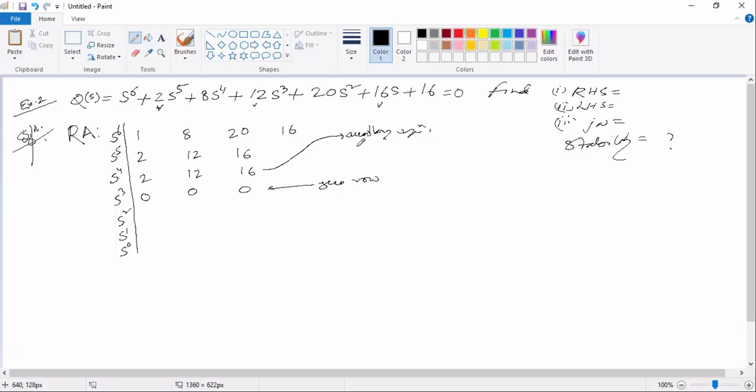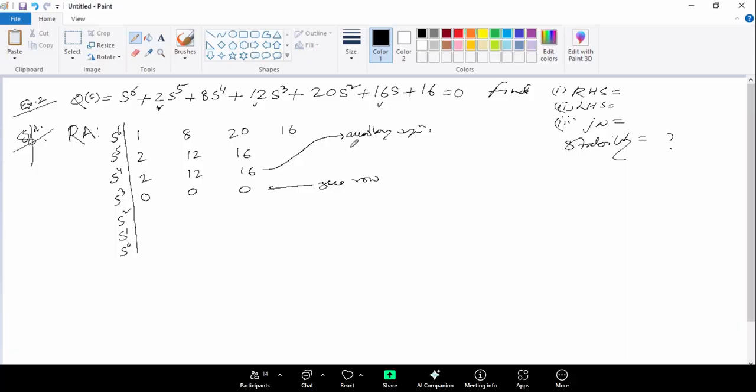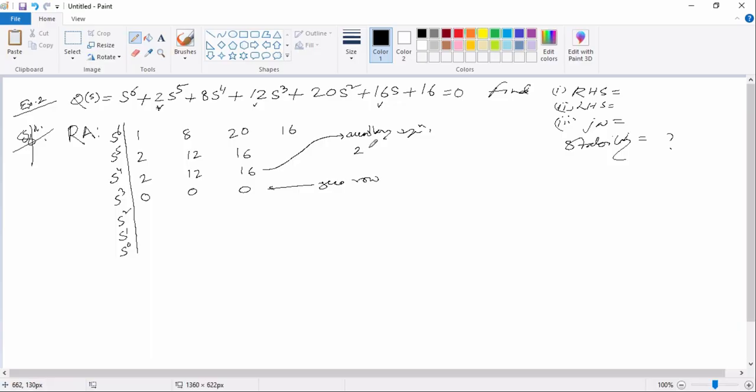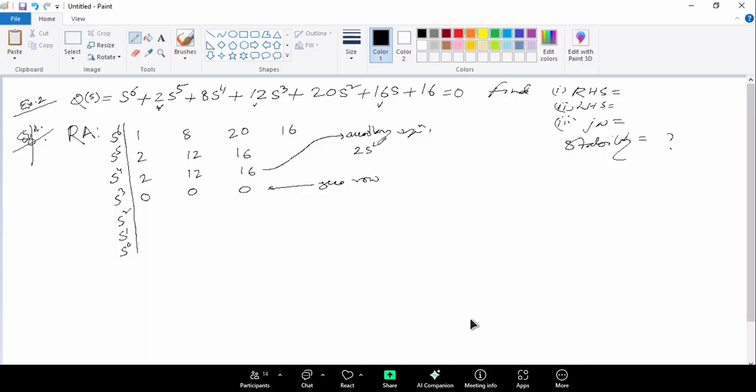The auxiliary equation is 2s to the power 4 plus 12s square plus 16 equal to 0, because this is s to the 4, this is s square, and this is s to the 0. So it is coming like this.